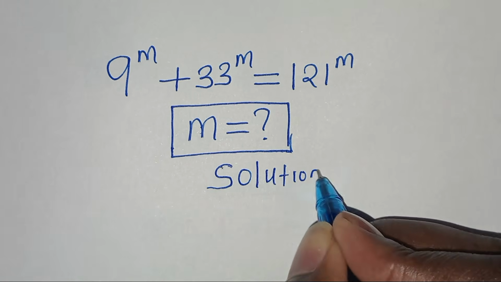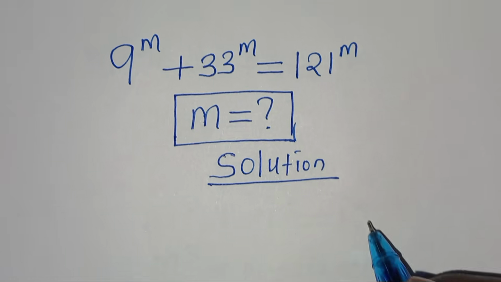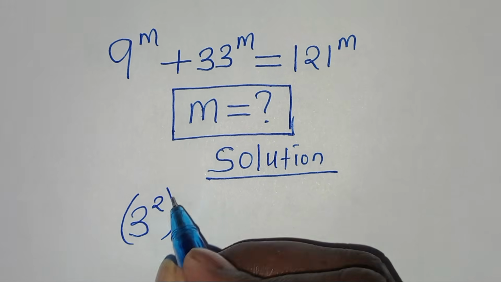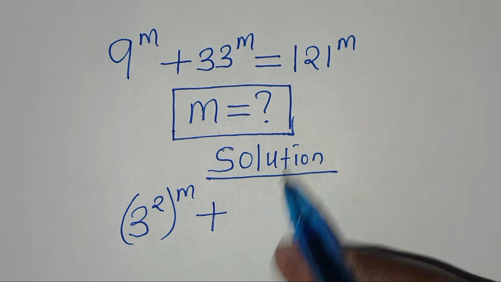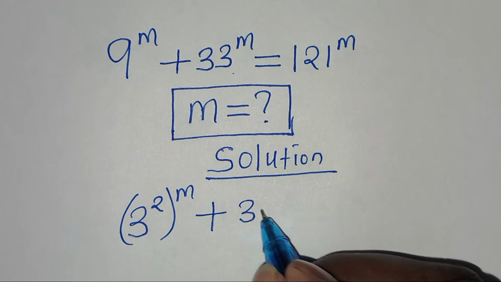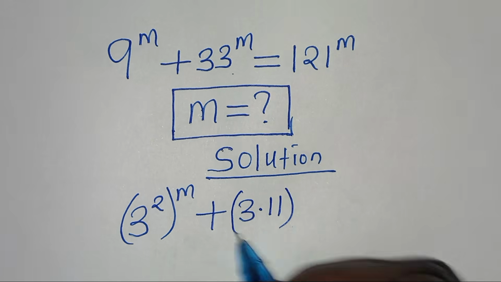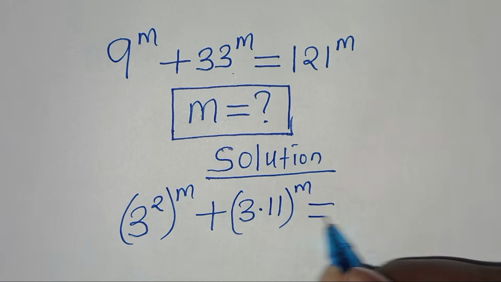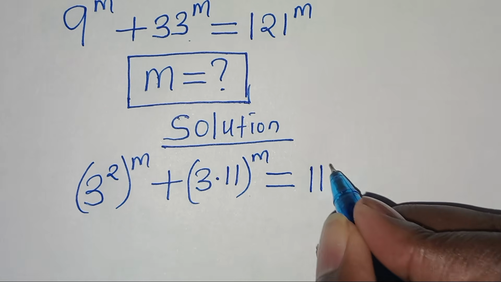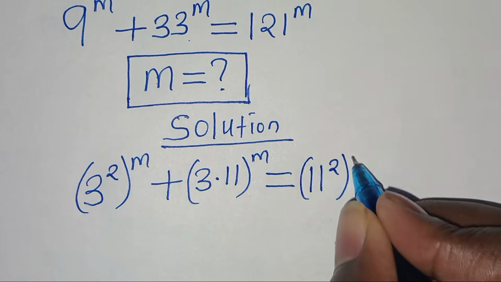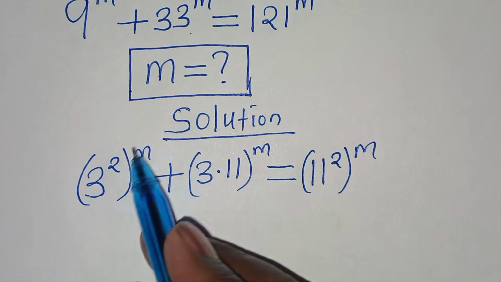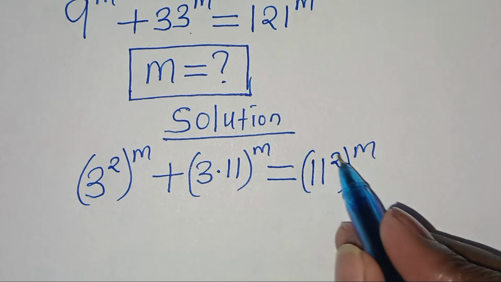We can express 9^m as (3^2)^m, then plus we can express 33^m as (3 times 11)^m. Then this is equal to 121^m, which is actually (11^2)^m. Now, we have (3^2)^m and (11^2)^m.